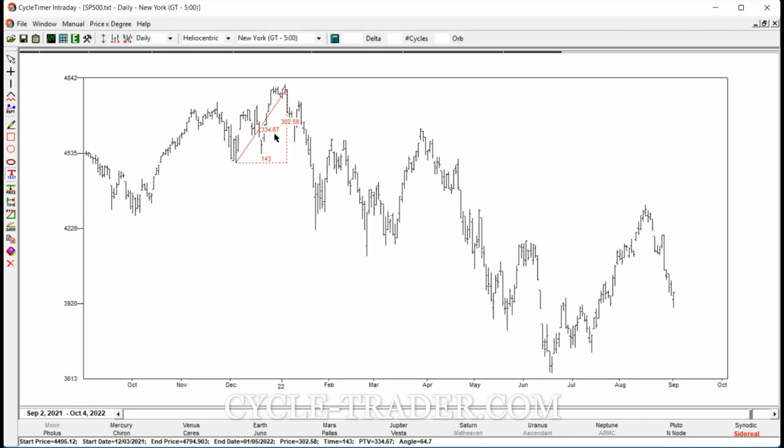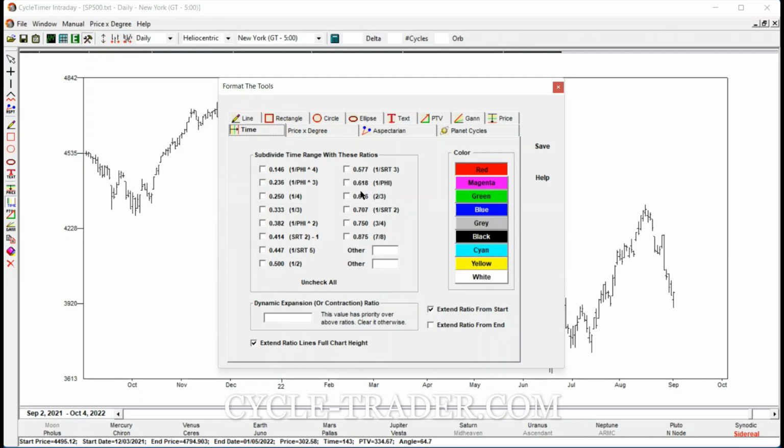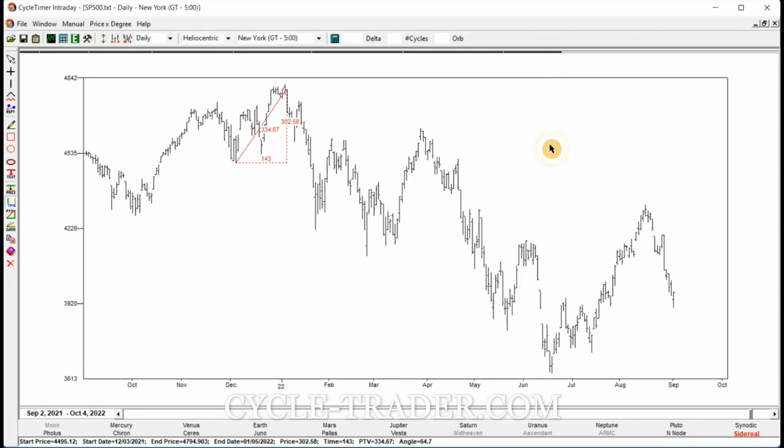The easiest way to project these cycles is to select the Time tab from the Tools format. Check point 618 and extend the ratio from the end. Then select the Time tool from the left toolbar, click on the starting point and drag until the bottom display shows 83 days. Both the April top and the June bottom aligned well with the cycle projections.